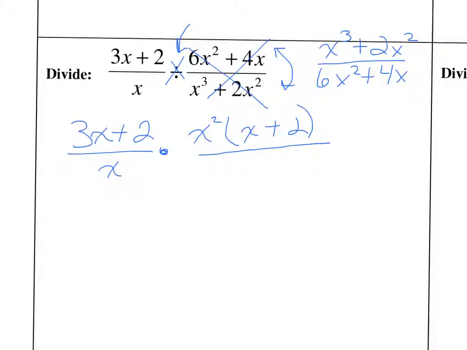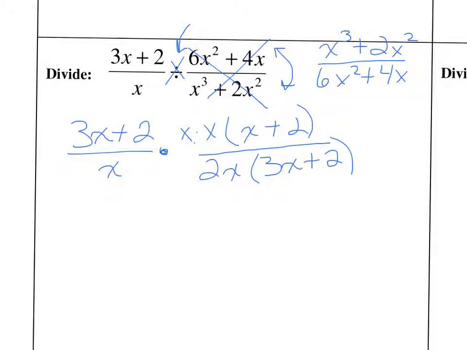Now, you might want to not write this as x squared, and instead write it as x times x, because I can see already one of these x's can cancel with one of these, and you won't see it if you write it as x squared. So write it as x times x. In the denominator, I have a GCF of 2x. And then if I take a 2x out, I'll have 3x plus 2 left.